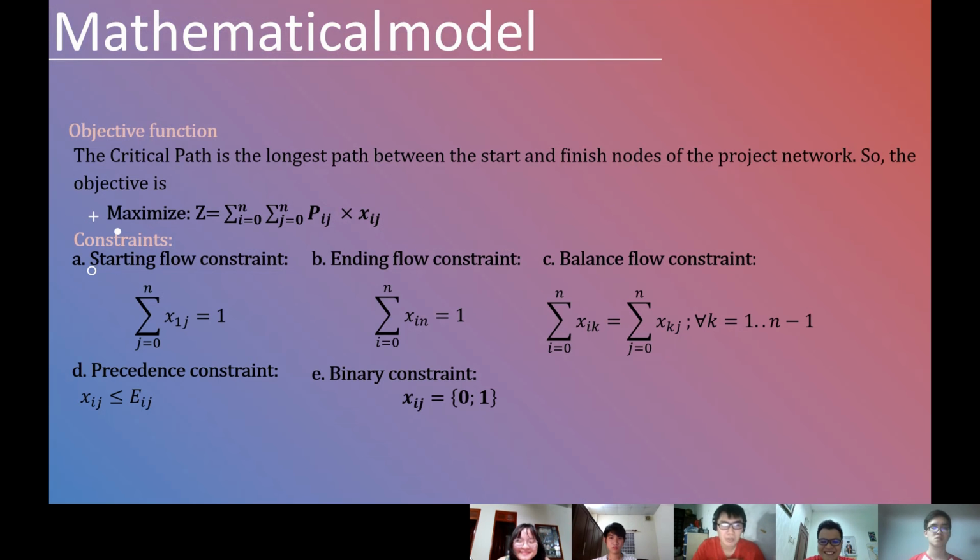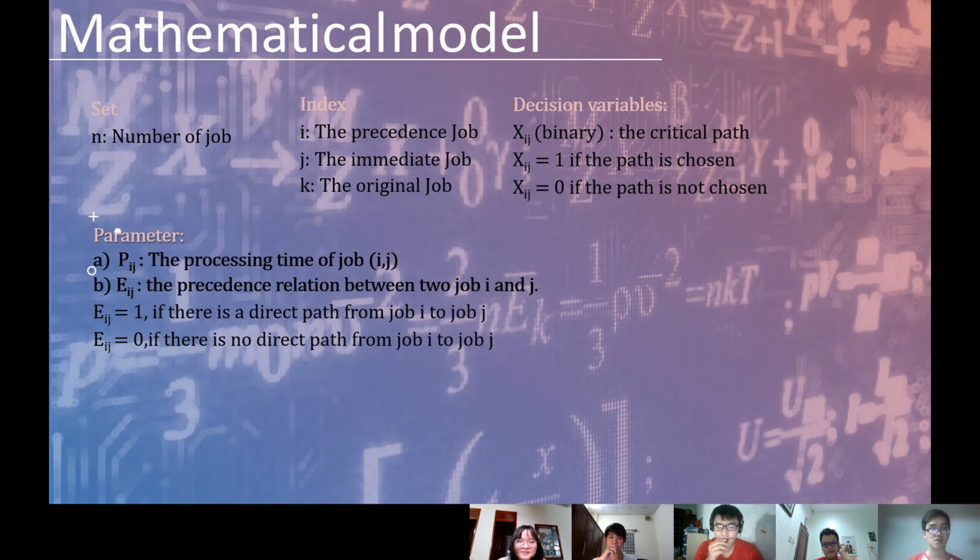The 3 parts that I present contain parameter, objective function, and constraint. In parameters, we have the processing time of job abbreviated as Pij, and the precedence relation between two jobs I and J abbreviated as Eij. If Eij equals 1, there is a direct path from job I to job J. In the other way, Eij equals 0, there is no direct path from job I to job J.